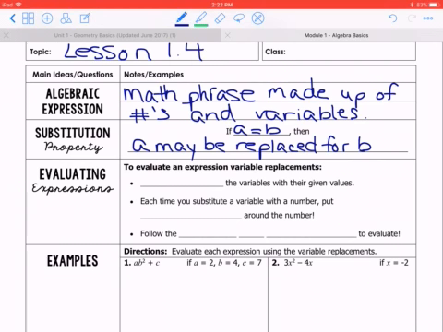Now, when we get to evaluating expressions, here are the steps. We're going to use this substitution property. To evaluate an expression that has variables, we are going to substitute. So we're going to substitute the variables for the given values. Each time you substitute a variable with a number, you want to make sure that you put it inside parentheses.